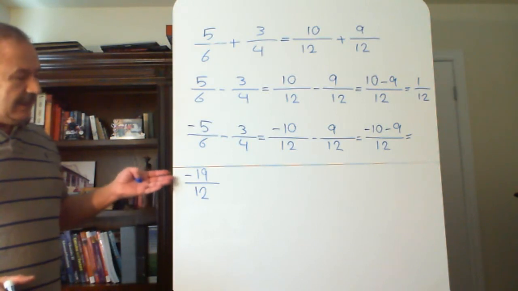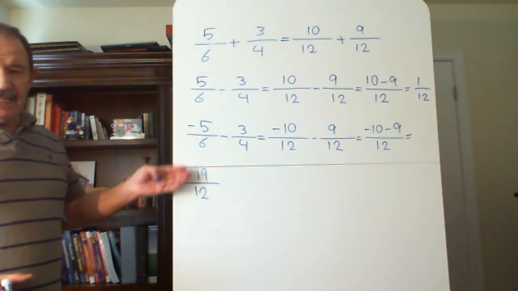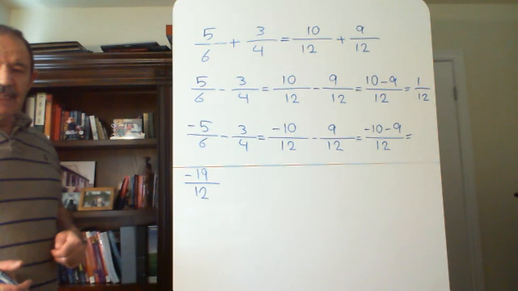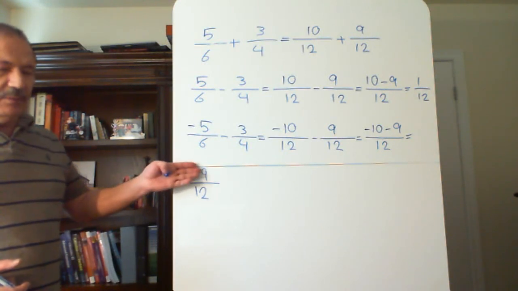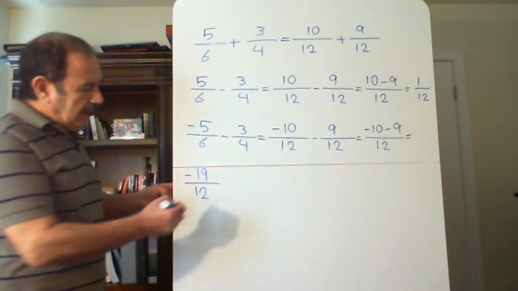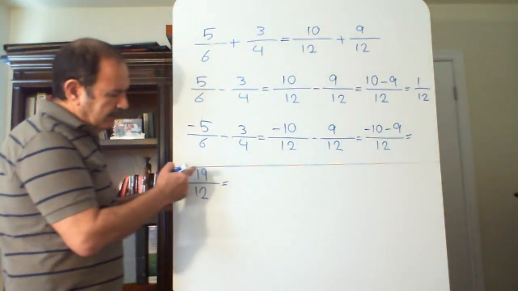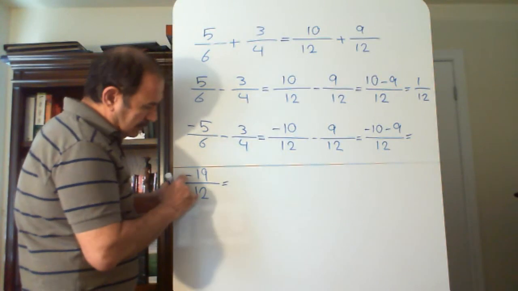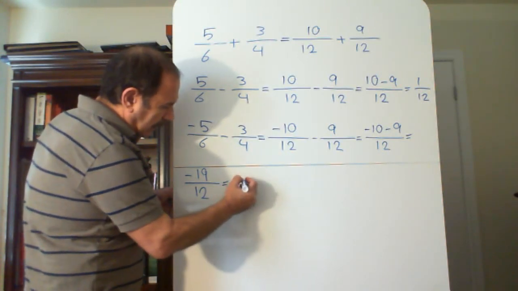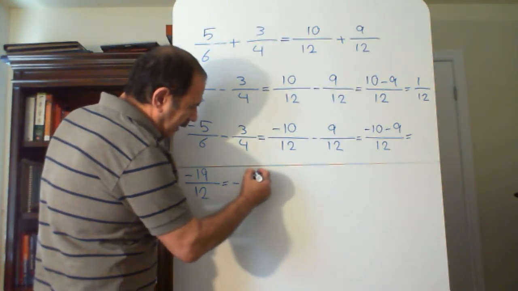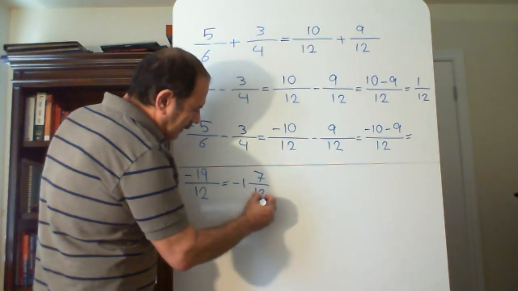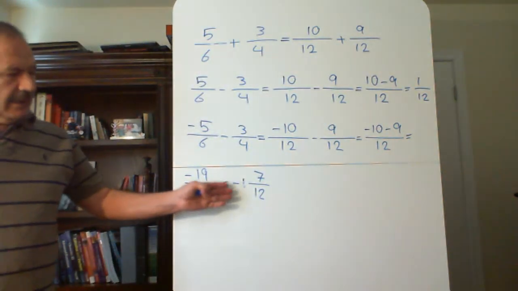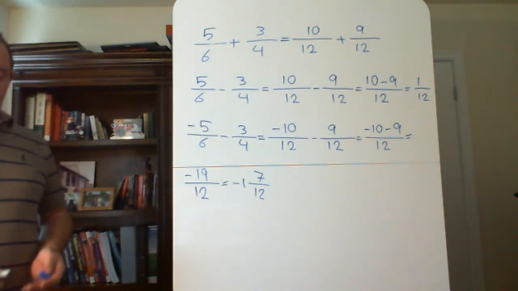But again, as you see, it is an improper fraction. We should convert it to a mixed number. How? By dividing 19 by 12. If we divide 19 by 12, the sign carries, and we get 1 and 7 over 12. So the final answer is going to be negative 1 and 7 over 12.